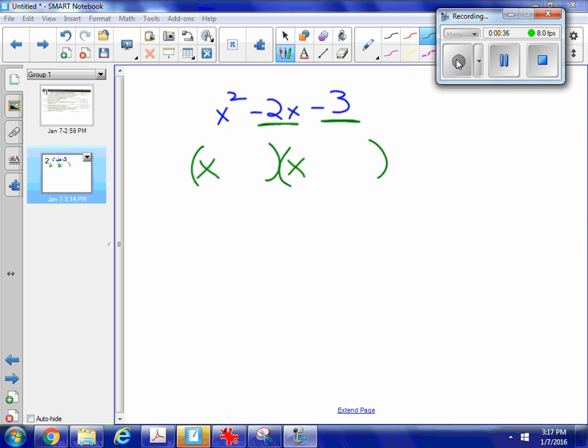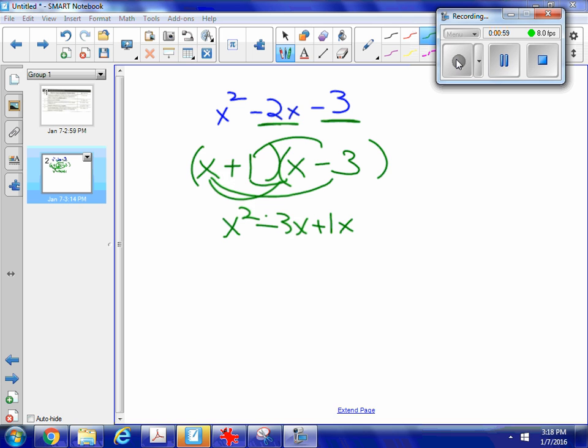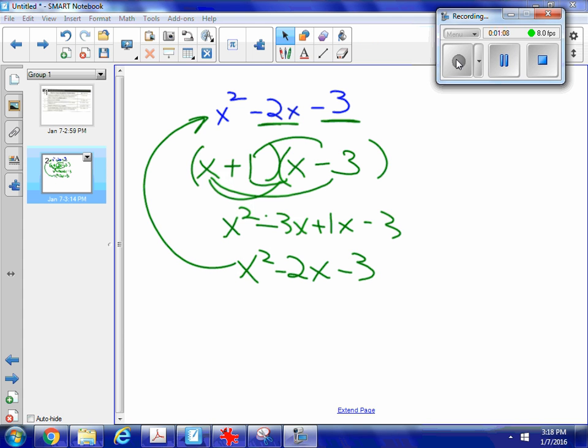So in that case, this is pretty simple because it's 3. So I have a 3 and a 1, and I can see that's going to be a plus and that's going to be a minus, and if I FOIL this out, I'll get x squared minus 3x plus 1x minus 3, or x squared minus 2x minus 3, which is what I was looking for.